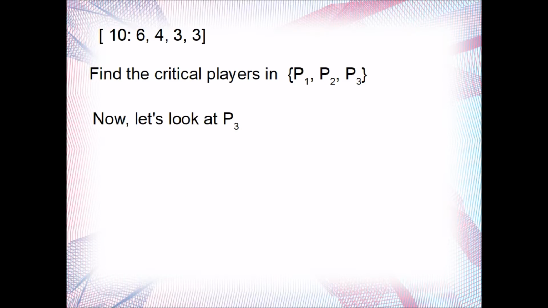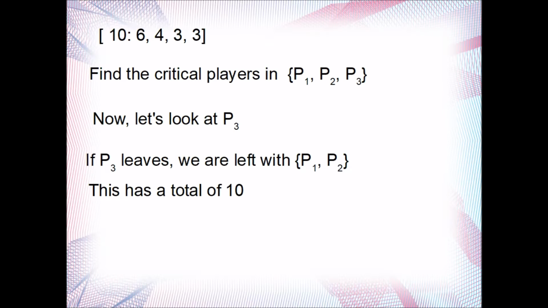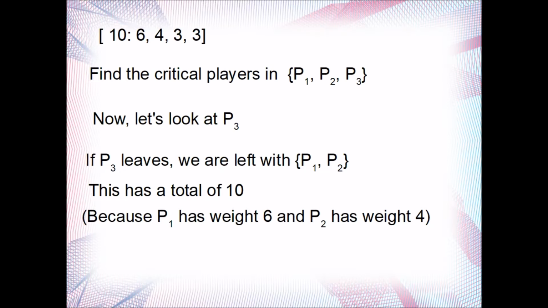And now, let's look at player 3. Player 3 leaves, we are left with player 1 and player 2. They have a total weight of 10, so that means that player 3 is not critical because the coalition formed by player 1 and player 2 is enough to win. So player 3's presence wasn't really necessary. So player 3 is not critical.